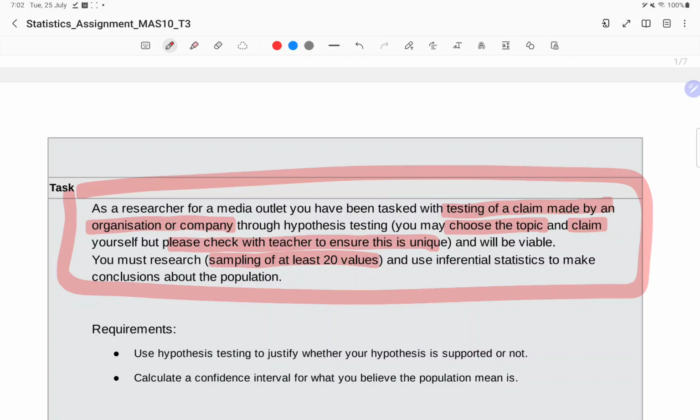So something as simple as choose your favorite food, because you need to measure quite a lot of it. Let's say this Kinder Bueno, they claim to be 43 grams. You need to do sampling of 20 values. So you buy 20 of these bars. You have to actually do your own research.